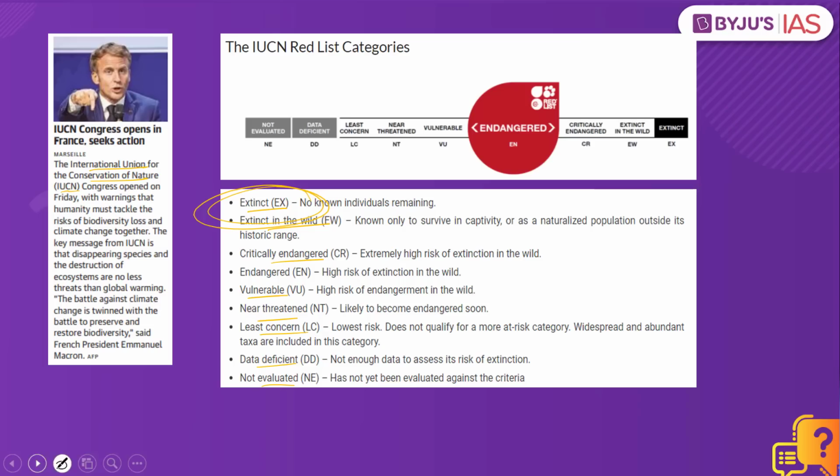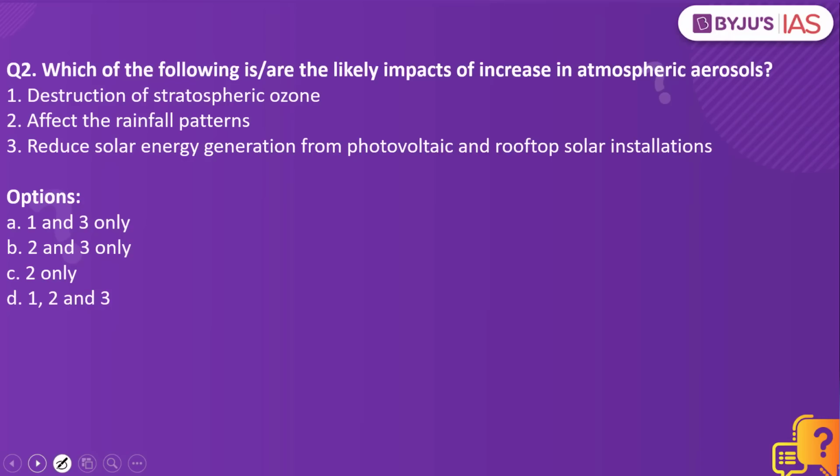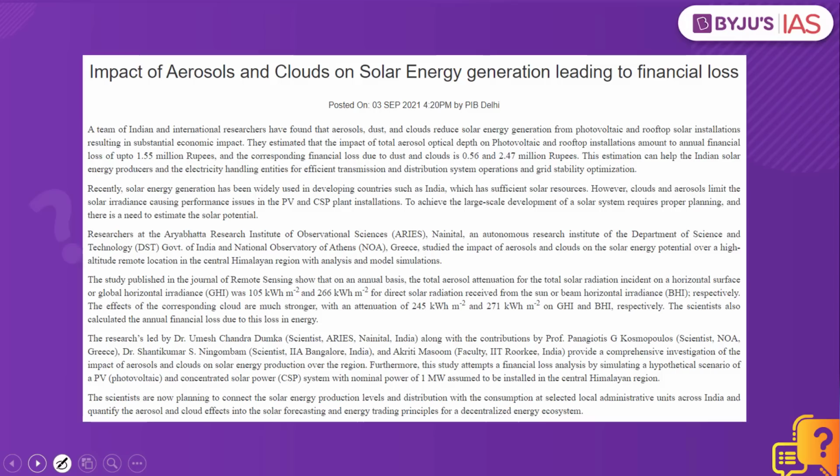Now let's look into the next practice question. Which of the following are the likely impacts of increase in the atmospheric aerosols? Destruction of stratospheric ozone, affect the rainfall pattern, reduce solar energy generation from photovoltaic and rooftop solar installations. Which of them are the likely causes of this atmospheric aerosols? The answer to this is D, which is 1, 2 and 3. Why have we taken this practice question? Because this article here makes a mention of atmospheric aerosols.